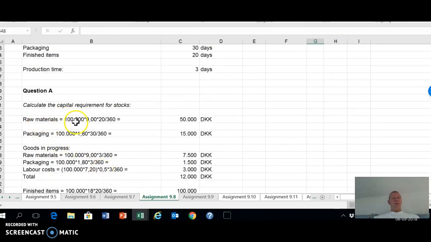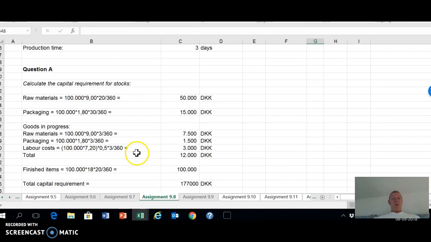First, the raw materials. The total consumption every year is 100,000 units multiplied by 9 Danish crowns. That is the total we are using every year. And we divide by 360 to have it per day, and multiply by 20 because then we have it for 20 days. It's 50,000. Packaging, the same story, 100,000 units, 1.8 per unit, and then we divide by 360 to find it for 1 day, and then we multiply by 30, and then we have 15,000. That is our average packing stock.